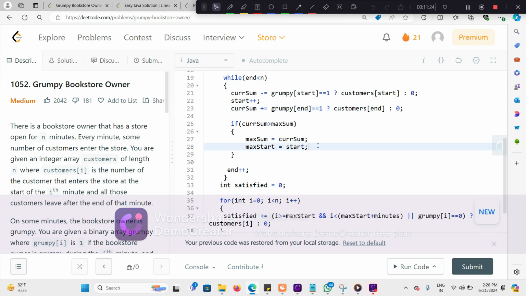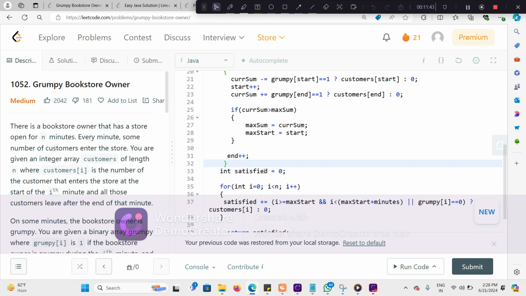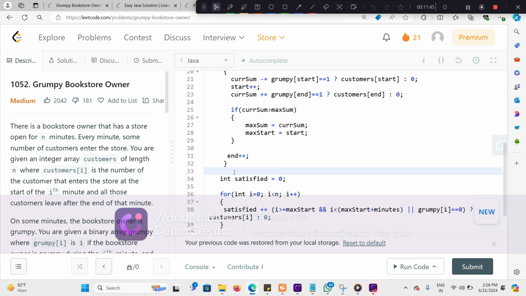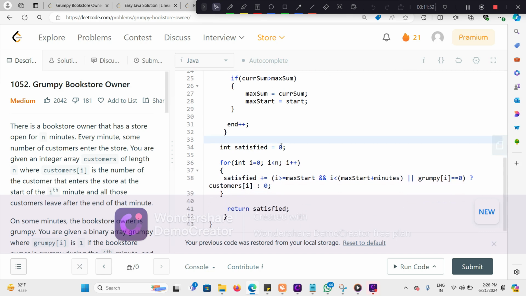otherwise 0. After doing this, I am checking whether we can update the max sum with the greatest value. If it is, then we are updating the new start here. Similarly we will go through this while loop, and when we come out of it, we will find the start value where the maximum sum of the unsatisfied people is there in the given window. Now we just have to find the total number of satisfied people.